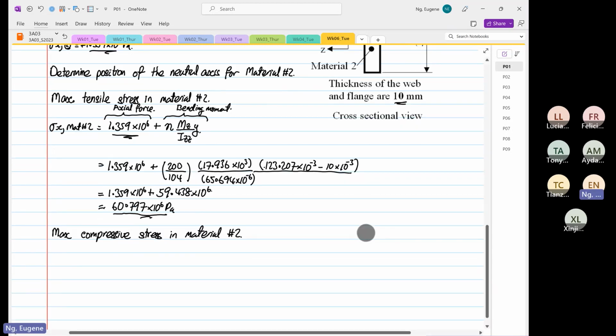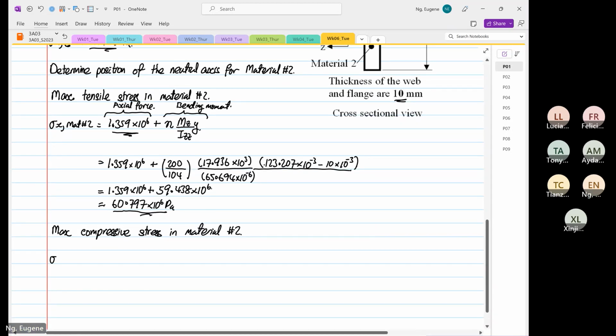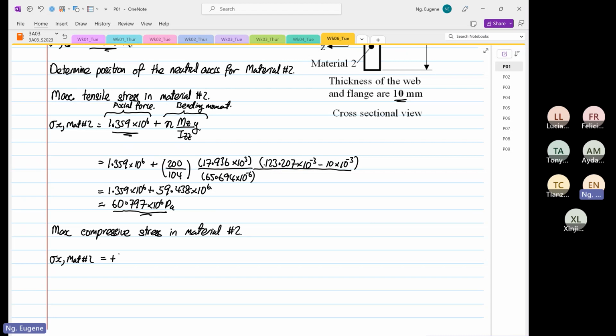Okay. So from here, stress X, material 2. So this will be equal to positive 1.359. Why is this positive? Because the axial load is always inducing tensile residual stress. Then plus 200 over 104. Oh, sorry, minus now because it's a maximum compression. Minus 200 over 104 multiplied. So the moment did not change.